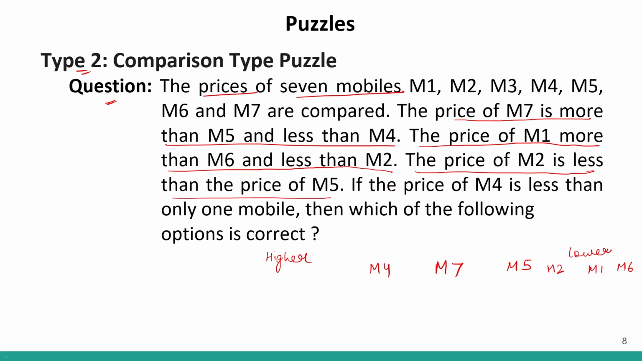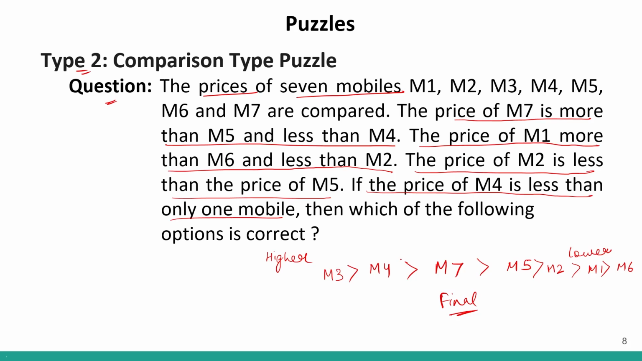Okay? And the price of M4 is less than only one mobile. So only one mobile will come over here because it is lower than only one mobile. So the one mobile remaining is M3. M3 will be over here. So M3's price is more than M4, which is more than M7. M7's price is more than M5, which is more than M2. M2's price is more than M1, and M1's price is more than M6. Clear? This is my final arrangement based on comparison.